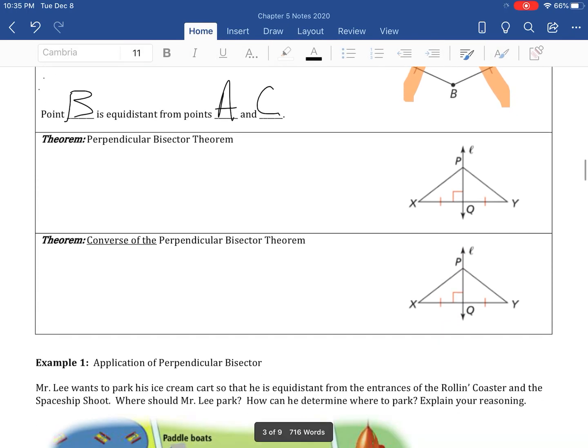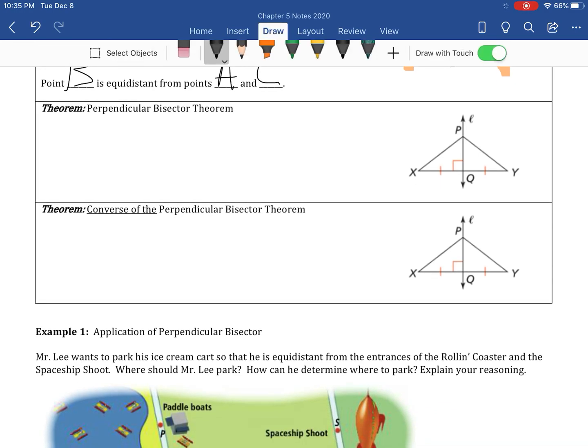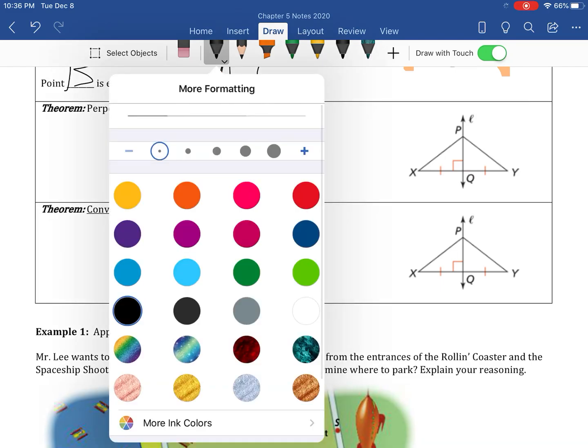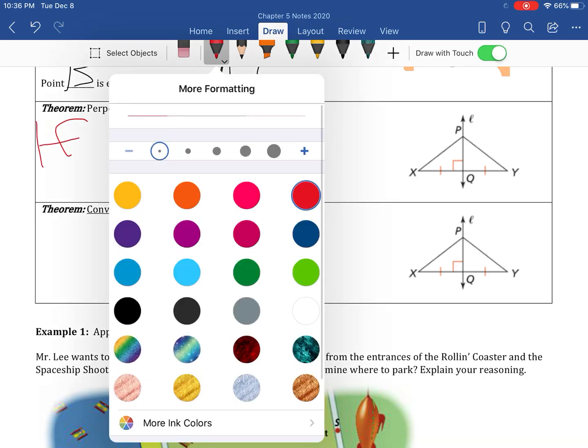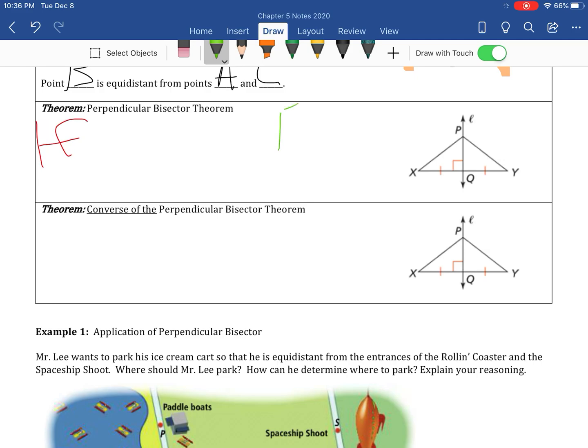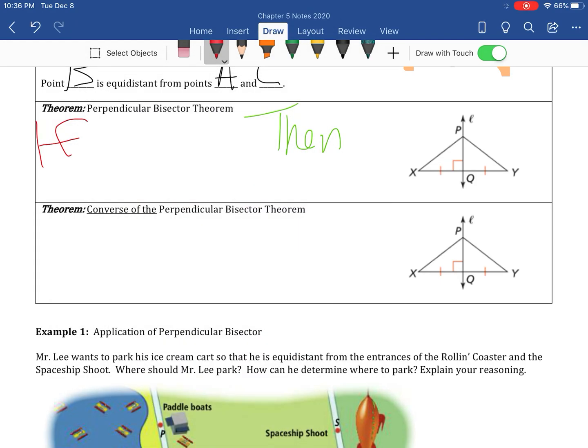All right, let's take a look here at this first theorem. And we have really the same one, it's set up in a couple different ways, but it says the perpendicular bisector theorem. So I want to set this up here, and I'm going to put an if-then statement here. What I want to tell us is if this happens, then we can conclude what is true.